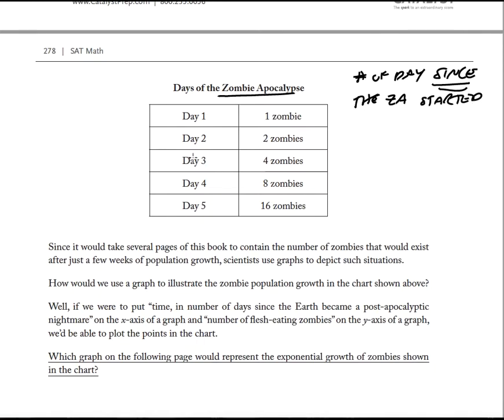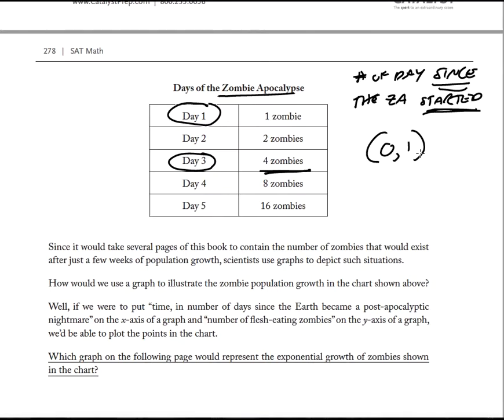Because if I said to you, for example, on day 3 of the zombie apocalypse, there's 4 zombies, how many days since the start of the zombie apocalypse is day 3? Excellent. Really, really good, Cindy. It's 2 days since the start, right? Day 4 would be 3 days since the start. Day 5 would be 4 days. So actually, day 1 would be 0, okay? Because the very first day of the zombie apocalypse is 0 days since it started.